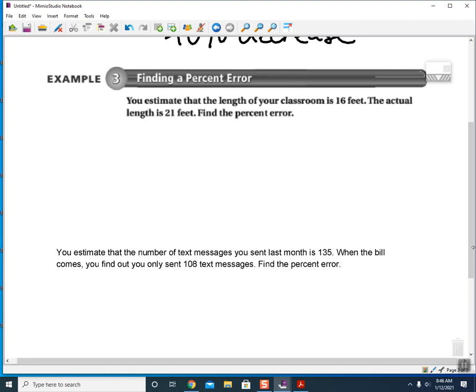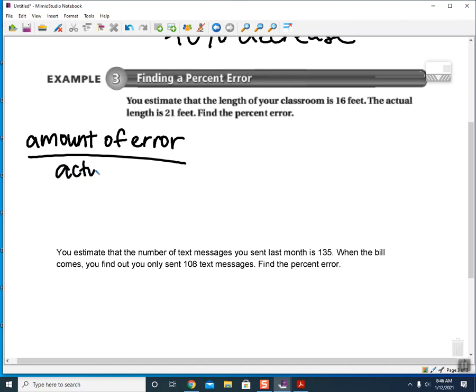Find the percent error. So in this case, percent error, what we do is we take the amount of error, how much am I off by, and then divide it by the actual amount. So if I look at this one, I thought it was 16 feet. It's actually 21 feet. I want to know how far apart those two numbers are. So in order to do that, I need to subtract them. So I'm going to take 21 minus 16. That's going to be my amount of error.